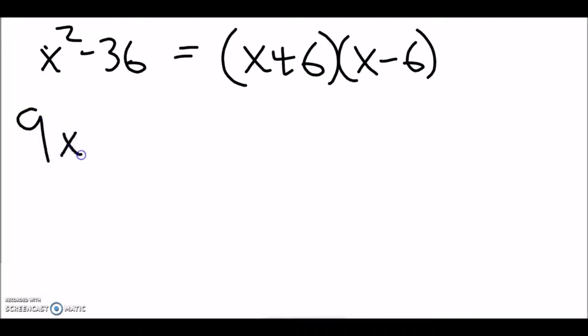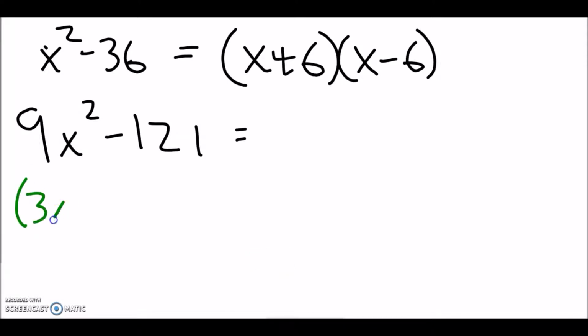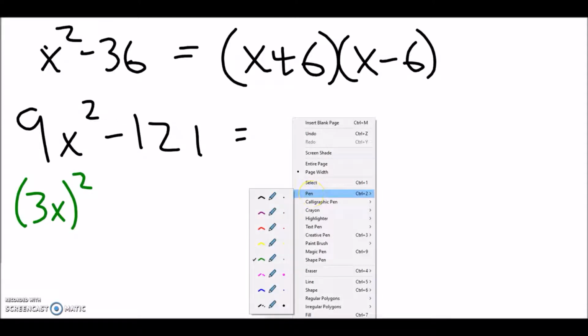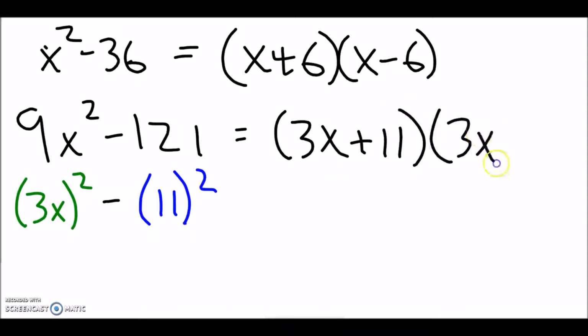Stepping up the level of difficulty, what about 9x squared minus 121? Again, you should see in your head as you look at this problem that that's 3x squared, and 121 is 11 squared with a subtract. So 3x plus 11, 3x minus 11. Difference of squares, and as you do these more and more, it'll pop right into your head. What about if I give you something like this, x squared plus 8x plus 16?